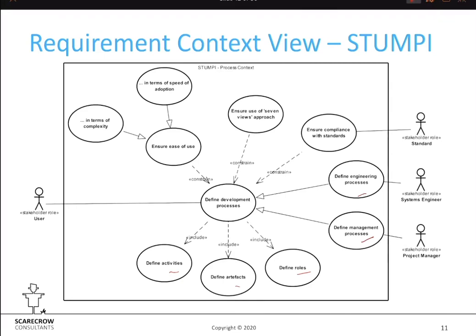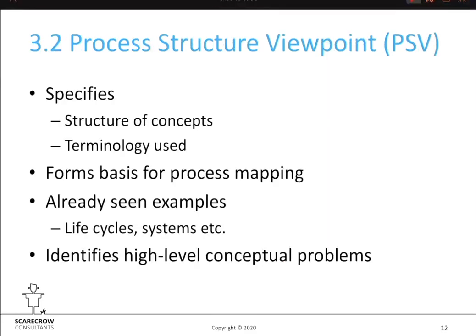So the requirement context view. Like I say, this is now a view. This is an actual instance of a requirement context viewpoint for an actual set of processes, the STUMPI processes. What is the process or set of processes got to do? What are the requirements for it, and what are the stakeholders that are interested in that process? The process structure view is a bit of a weird one.